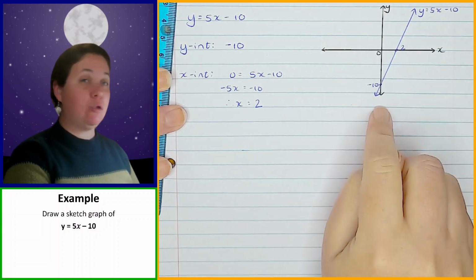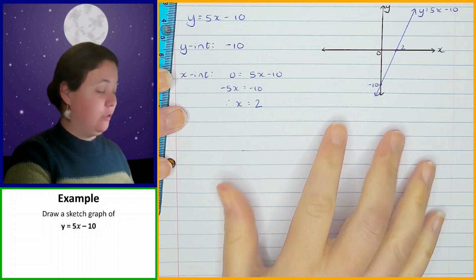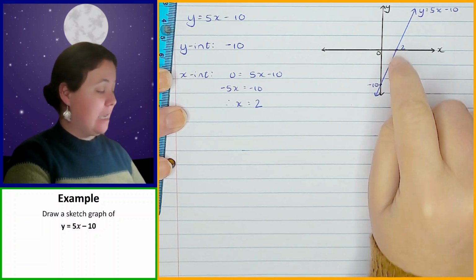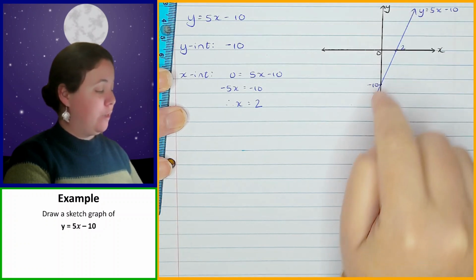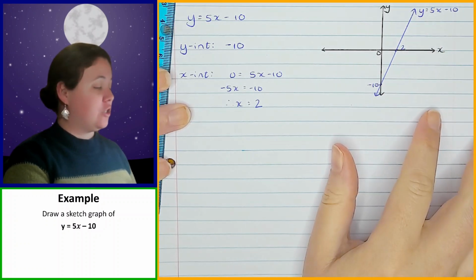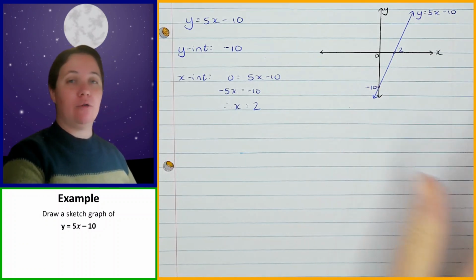We've got our axes, which we've labeled, the origin, which we've labeled. We've plotted our x and y intercepts and labeled them. We drew our graph and labeled it. So that is what you should get for that graph.